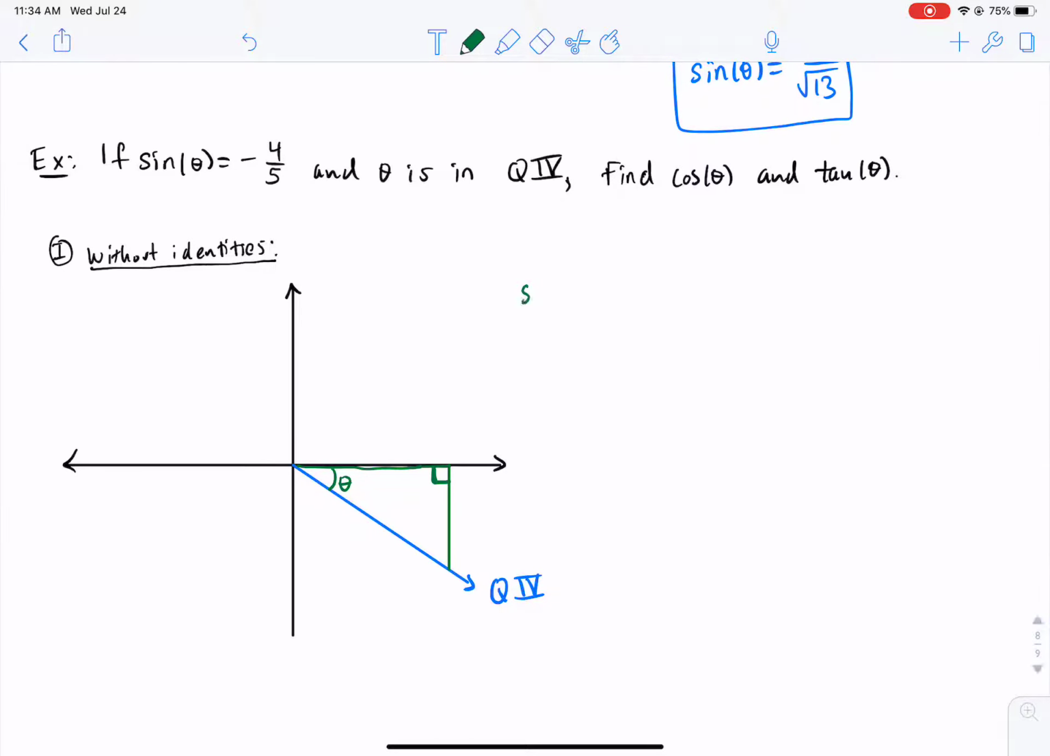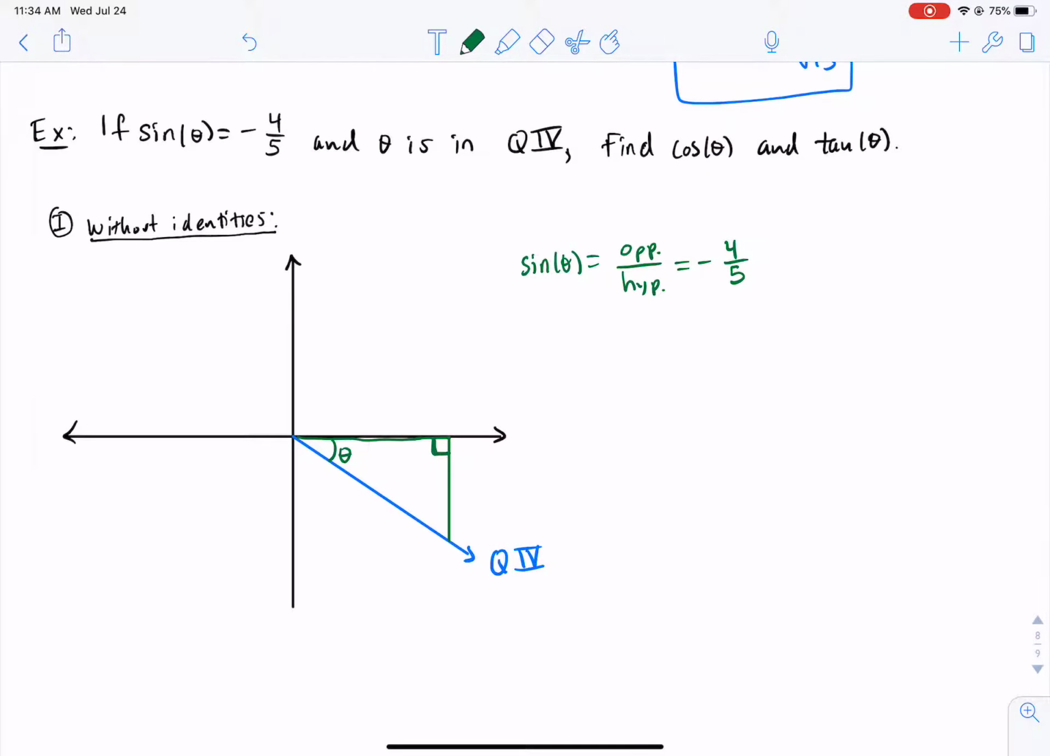And what do we know? Since we know that sine theta is opposite over hypotenuse, what do we know about the opposite one? Well, we have negative 4 over 5, right? So let's try to see if we can label this out. So we're going to have 4 here as the opposite, and 5 as the hypotenuse here. So here's 4 and here is 5.